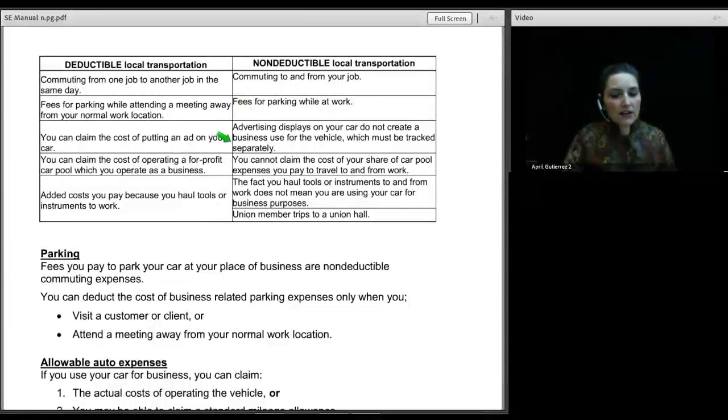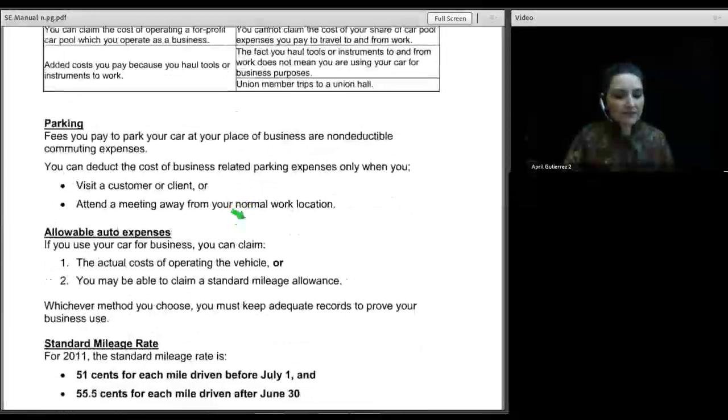You cannot claim the cost of your share of carpool expenses that you pay to travel to and from work. The fact that you haul tools or instruments to and from work does not mean that you are using your car for business purposes. And union member trips to a union hall are not deductible.